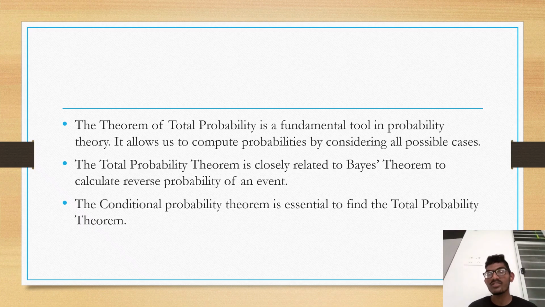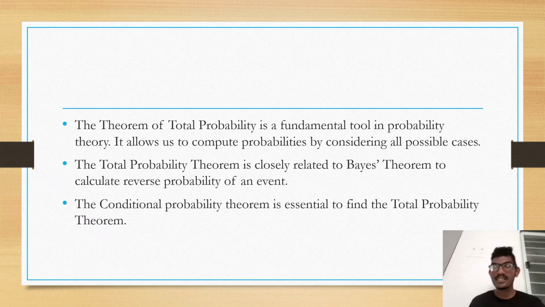We know the Bayes theorem formula: P of A given Bn equals P of Bn given A into P of A, divided by P of Bn. Here P of A is the probability of event A, which we find using the total probability theorem.